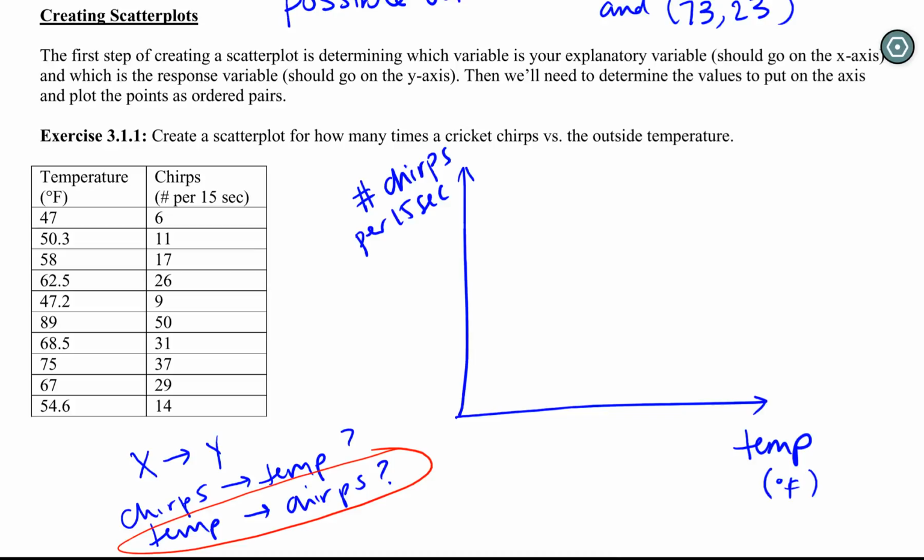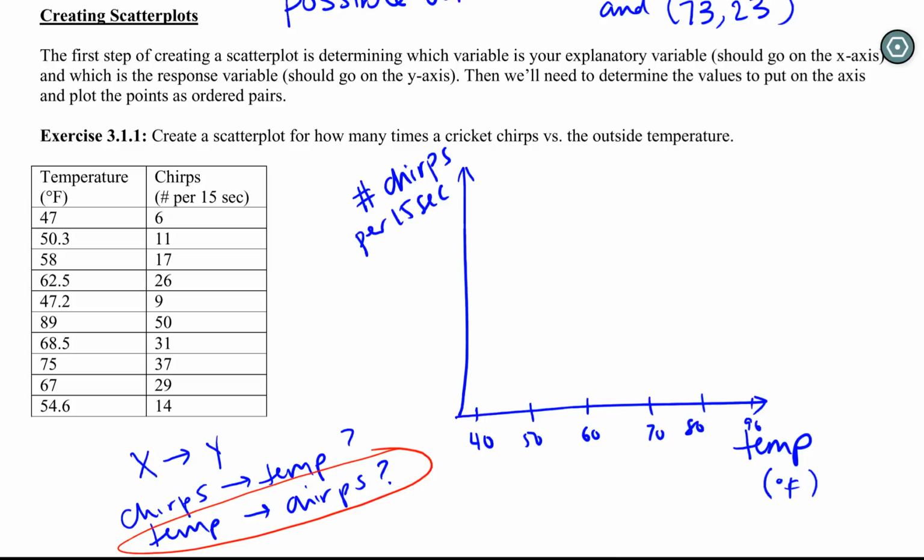Then we need to figure out, all right, what's the scaling down at the bottom? What should I start with? What should I end with? We do not need to start at 0. That's only true when we're talking about frequencies in bar charts. For this, we're going to look and say, okay, temperature, our minimum temperature appears to be a 47. Our maximum appears to be an 89. So I'm going to go from a 40 to a 90. So I'll start at 40, 50, 60, 70, 80, and 90.